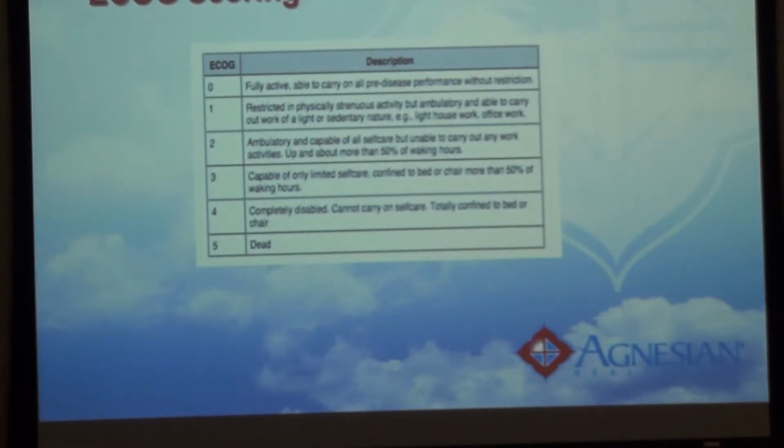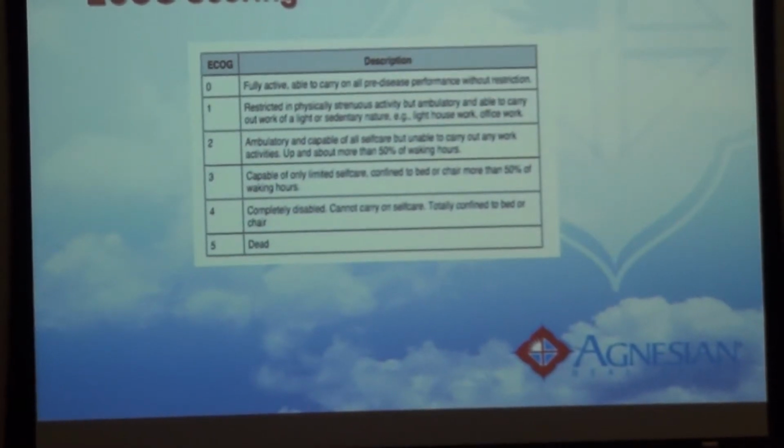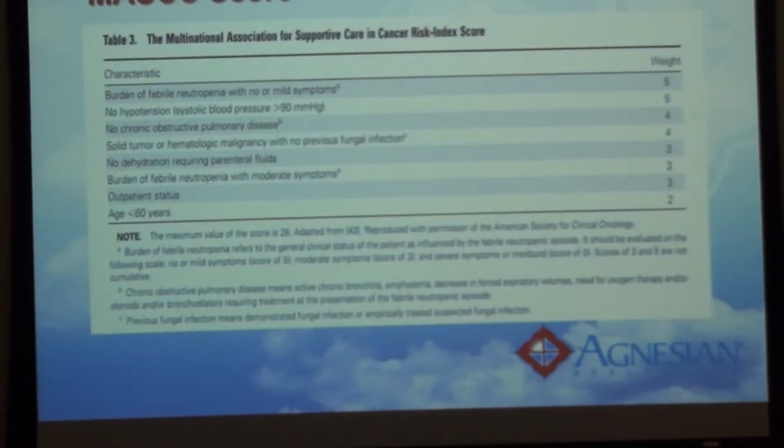And so here's your ECOG scoring: 0, fully active, able to do everything pre-disease. 1, a little bit restricted, but you can carry out light work or your normal things. And then 2, 3, 4, that's where it's getting progressively worse. 5, death. But again, you have to be pretty much in good standing to be treated on an outpatient basis. Here's the MASCC score. It's essentially taking those risk factors that we discussed earlier, putting numbers with them, and then determining where your patient should be treated.